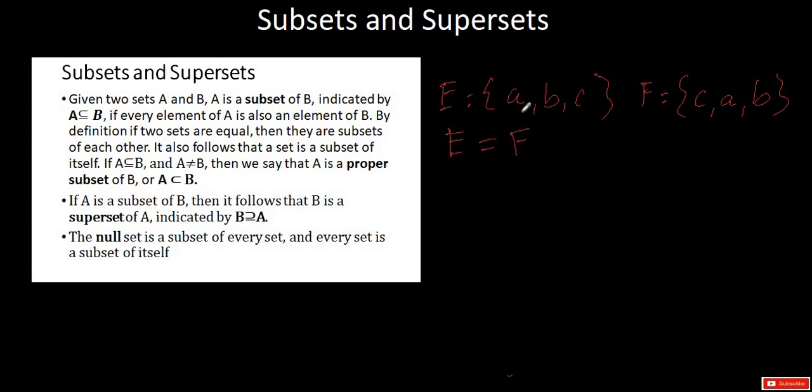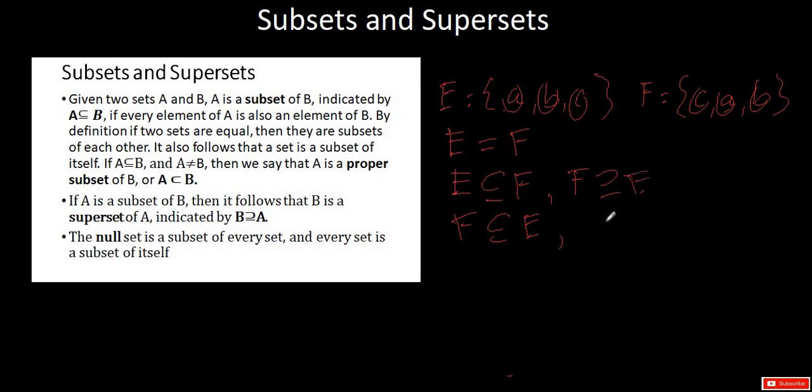Now every element of set E is also an element of set F, like A, B, and C. All these elements are also elements of set F. And all the elements of set F, A, B, and C, are also elements of set E. Therefore, they are subsets of each other. So we have set E is a subset of set F, and set F is a subset of set E. And it follows that when we read from right to left, F is a superset of E, and E is a superset of F.